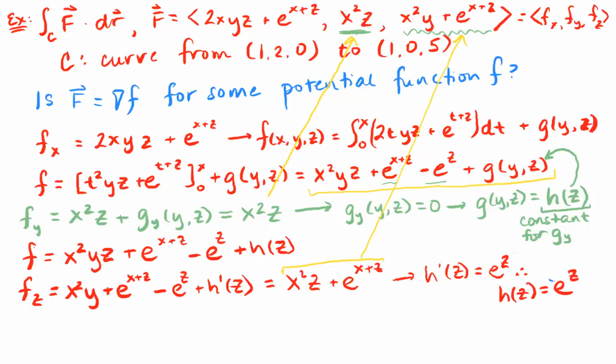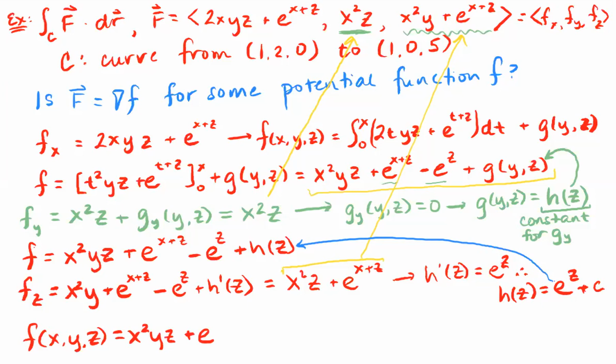Okay, great. So this goes back in there. Oh, sorry. What am I missing there? I'm missing a plus C. There could be a plus C there, right? There's always an infinite number of potentials if there's a potential. Okay, so lastly, I get F of X, Y, Z is X squared YZ plus E to the X plus Z. And these two are going to cancel each other out because you have a minus E to the Z plus E to the Z. So this is my potential.